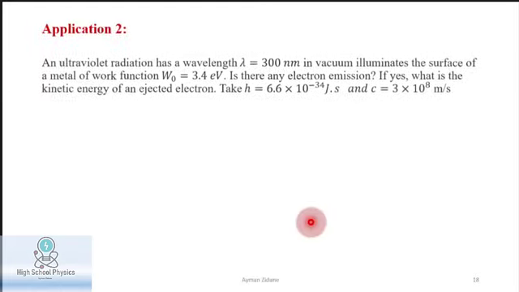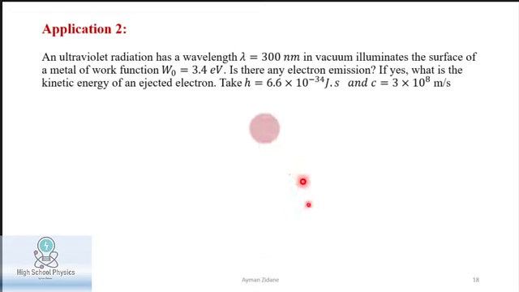Here we have another application. Also, you can pause the video and try to solve this application. Okay, the wavelength of the radiation is 300 nanometer. The work function of the metal is 3.4 electron volt. The question here, is there any electron emission? If yes, what is the kinetic energy of an ejected electron? And we have h and c are given.